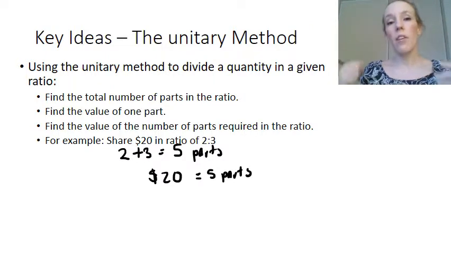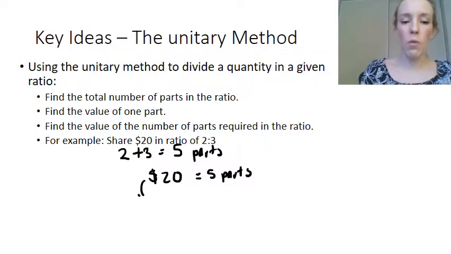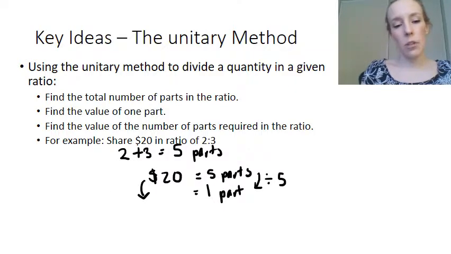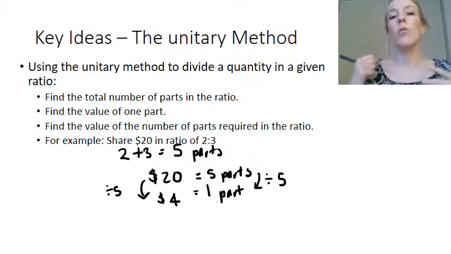So if we find the value of one part, we can work out the value of the 2 and then the 3. So we'll find the value of the 1, the unit, so 1 part. Divide 5 parts by 5 will give us the value of 1 part, and whatever we do to one side, we have to do to the other. So we also divide the $20 by 5. 20 divided by 5 is $4. So $4 is equal to 1 part.